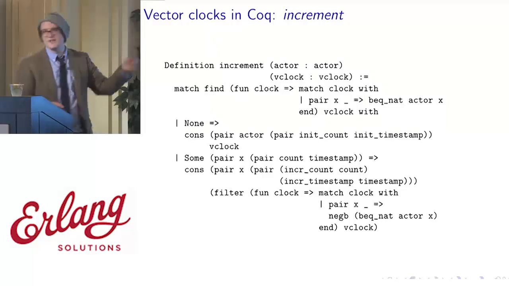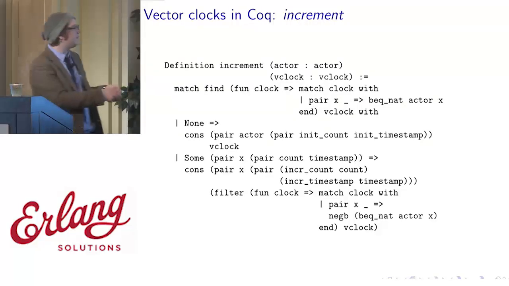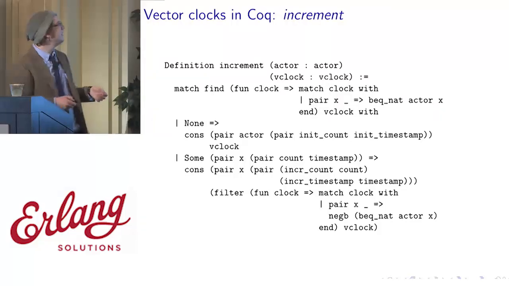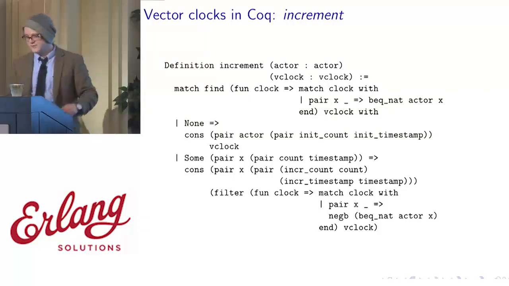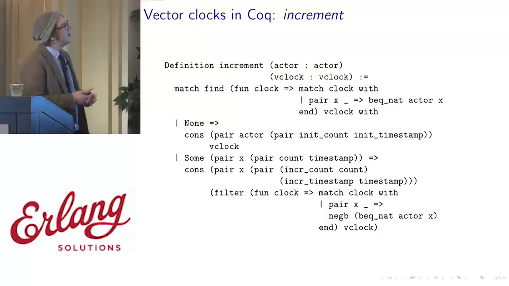In the event that it's already there, we get the existing one out. We increment the counter using the incrCount function. We increment the timestamp using the increment time function. And then we basically just add it to the list with the old one removed. So obviously not written for efficiency, but written for clarity.